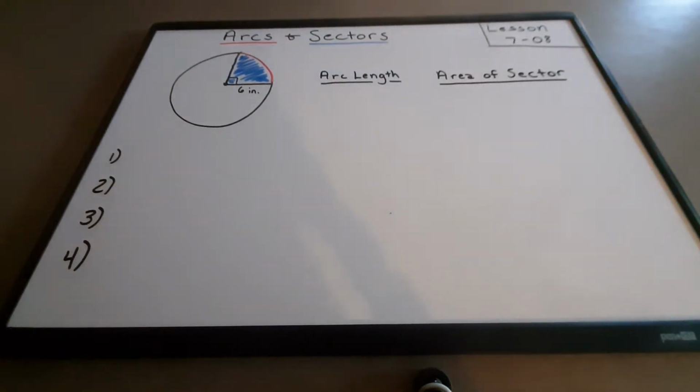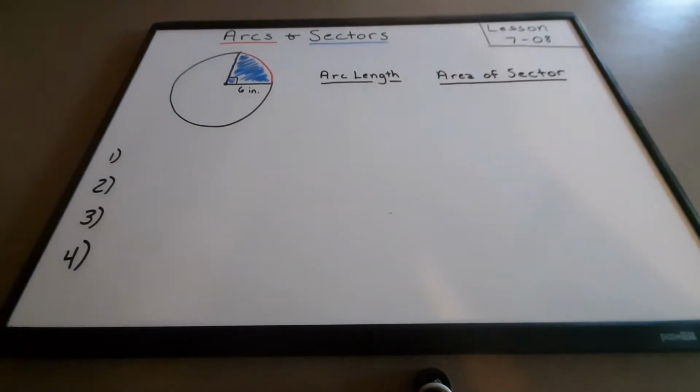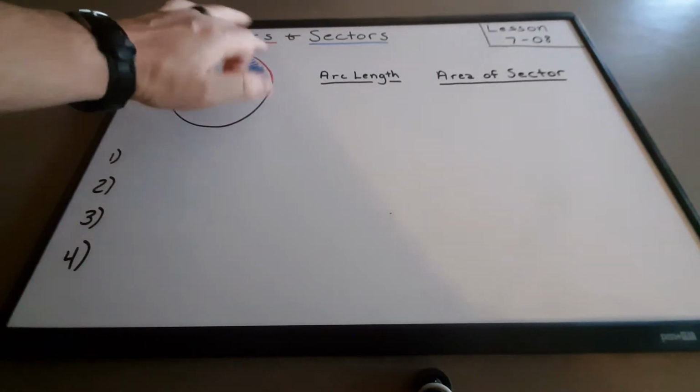Today we're going to be focused on arcs and sectors. Arcs are essentially the distance, or part of the distance, of the circumference of a circle. Here I have it in red. Notice the underlined arc in red, the red arc here.